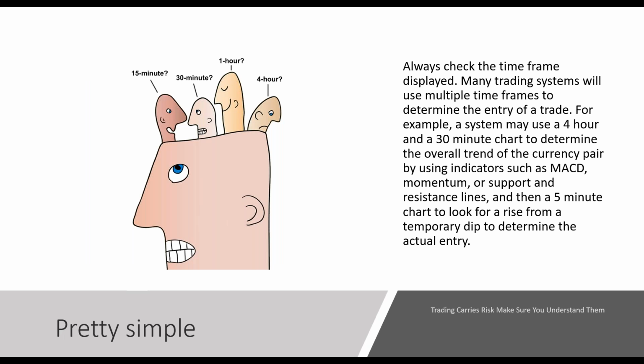Now, always check the time frame displayed. Many trading systems use multiple time frames to determine the entry of a trade. For example, a system may use a 4-hour and a 30-minute chart to determine the overall trend of a currency pair.